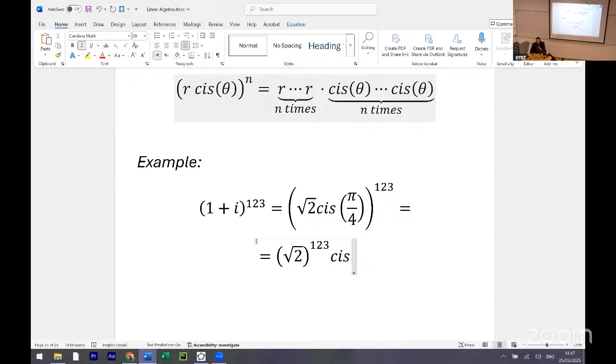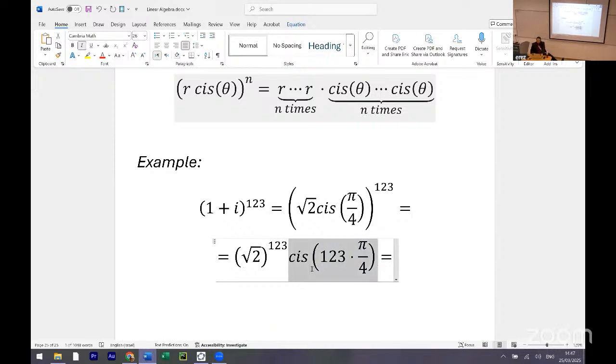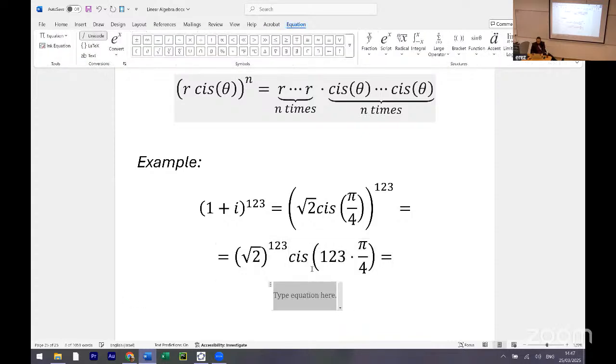But what's really interesting is what happens to the angle. So what happens to the angle? It's multiplied by the power. And now I can take the modulo of 2 pi. So how can I simplify it further? So like I said, that's 2 to the power of 61.5, or 2 to the power of 61 times square root of 2 times cis. And now what do I do with the cis?